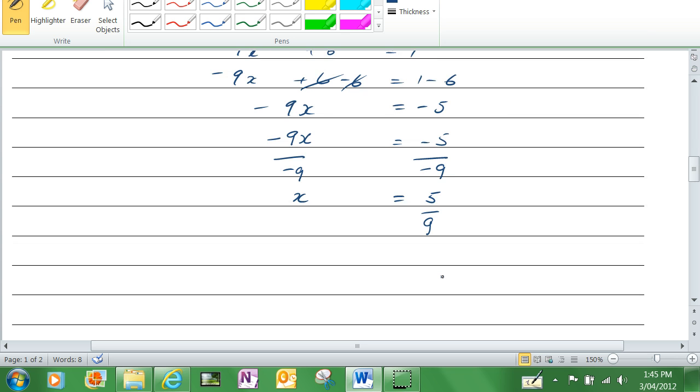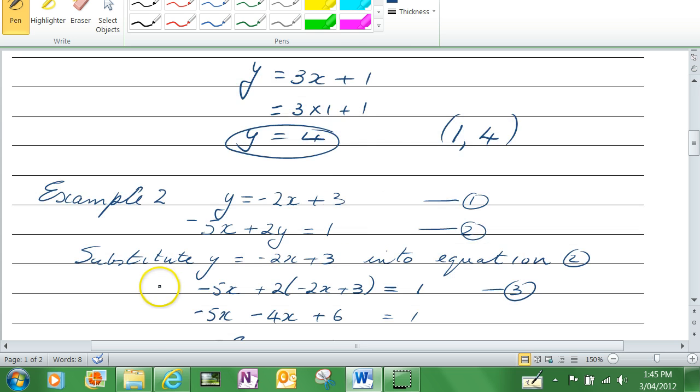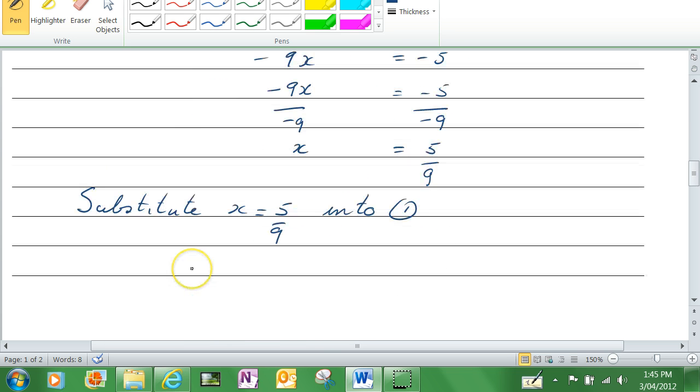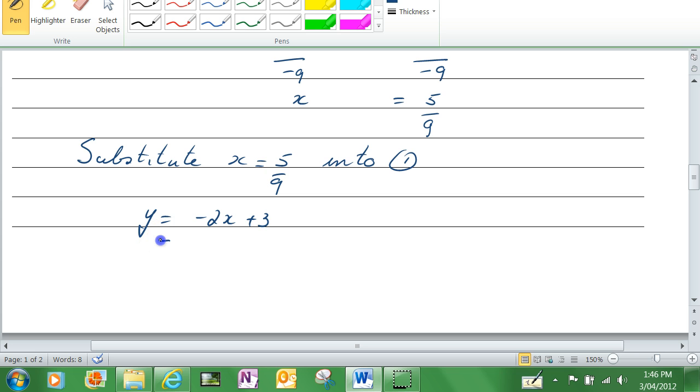So x is 5/9. Just in the same way as we did before, we now substitute this value back into one of the equations. And I think I'll substitute it into equation 1 because that's a simpler equation. Equation 1, going up to have a look at that, is y equals negative 2x plus 3. Substitute in the value of x, and we have y equals negative 2 times 5/9 plus 3, which is negative 10 over 9 plus 3.